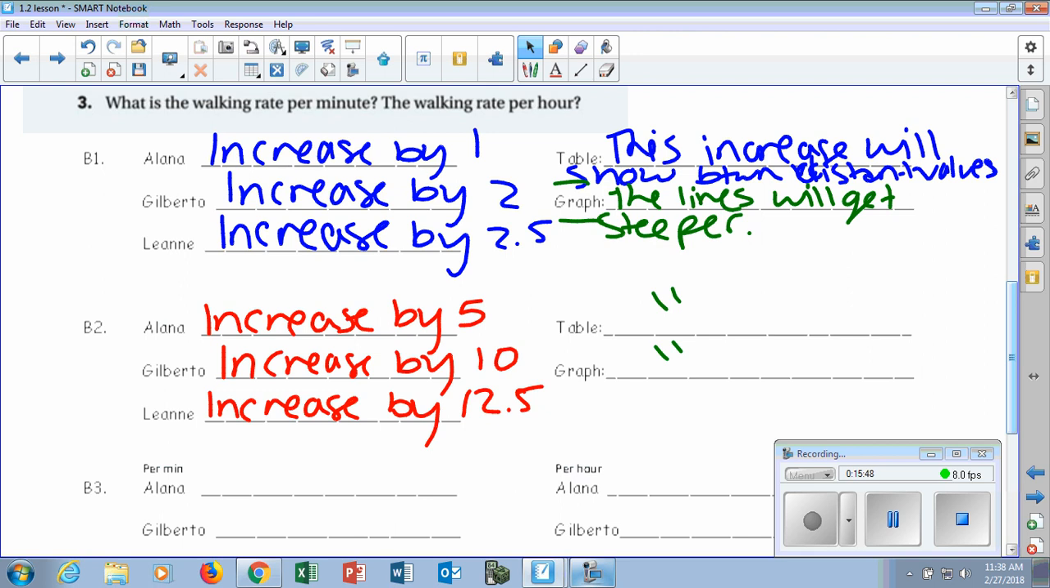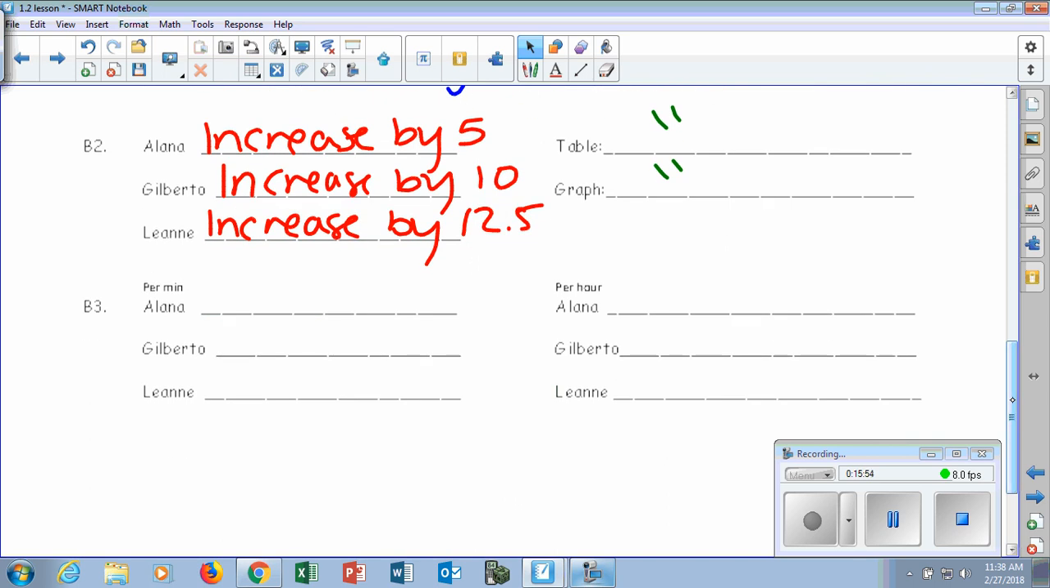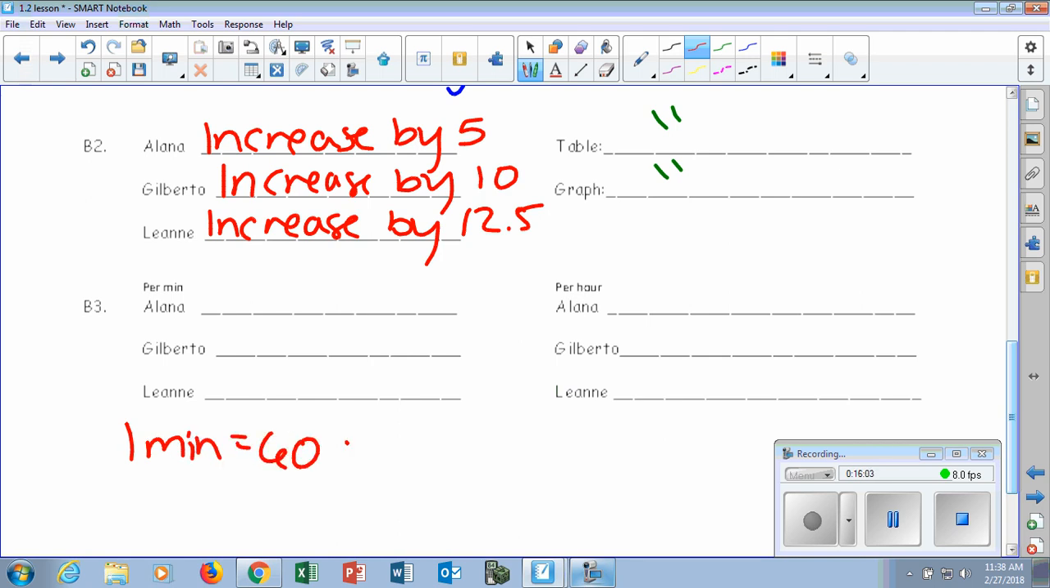And lastly, let's get started on B3. It says, what is the walking rate per minute? Well, we've been working in seconds. In how many seconds is 1 minute? In 1 minute, there are 60 seconds. We're making some conversions like we were doing last week.